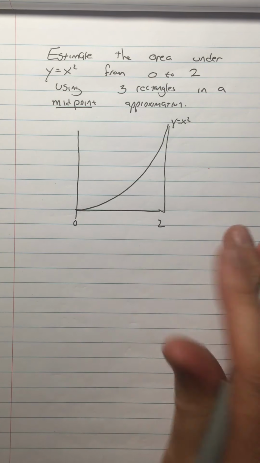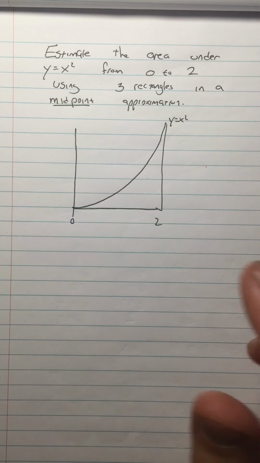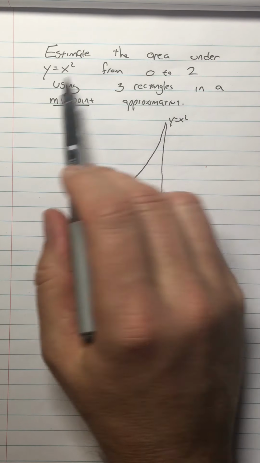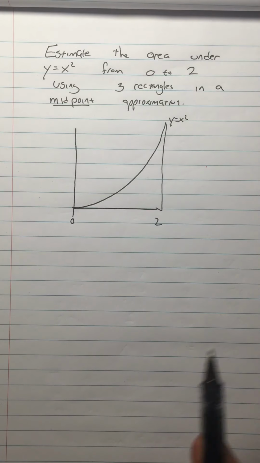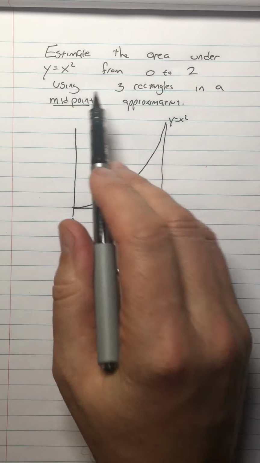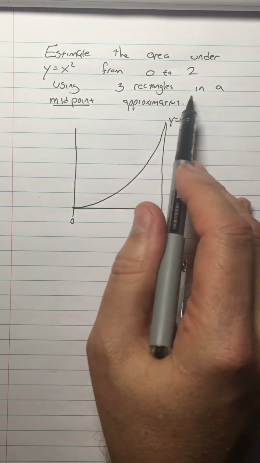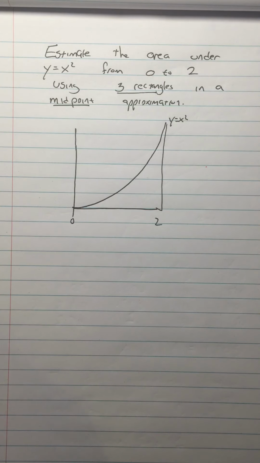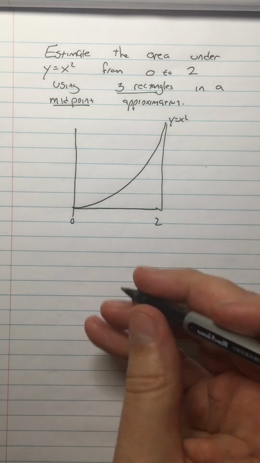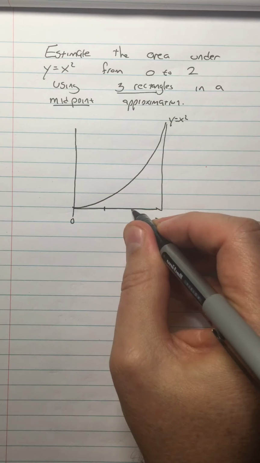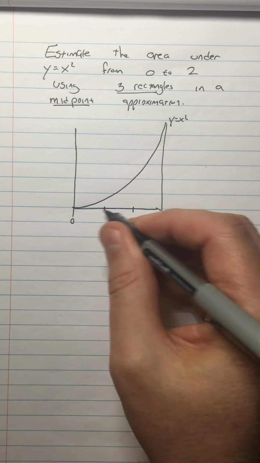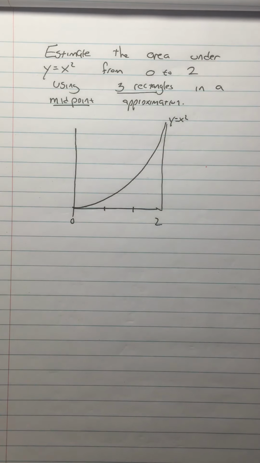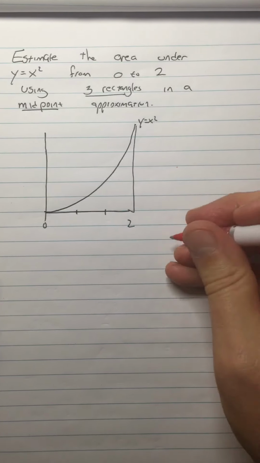So here's our problem. I want to estimate the area under x squared from 0 to 2. I'm just working with the same shape over and over again, just to show how these different methods compare. All right, using a midpoint approximation with 3 rectangles. So what does that look like? First of all, I'm going to have 3 rectangles, and how wide are these rectangles even going to be? What are my x sub i's here? I don't even know. So let me start by figuring out how wide those rectangles have to be.